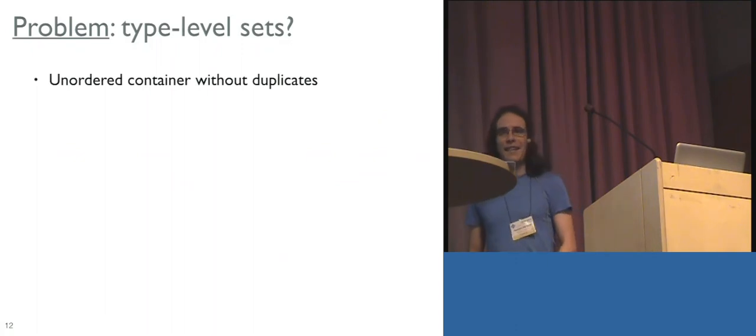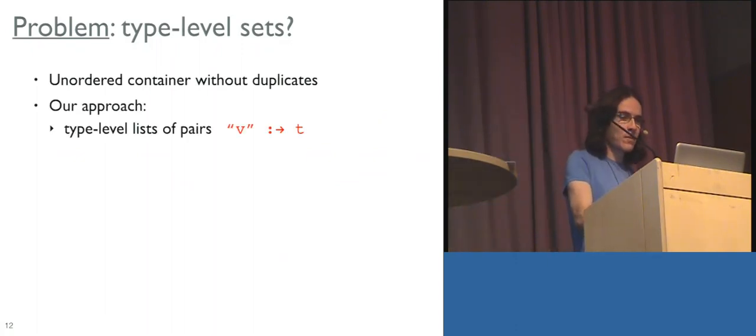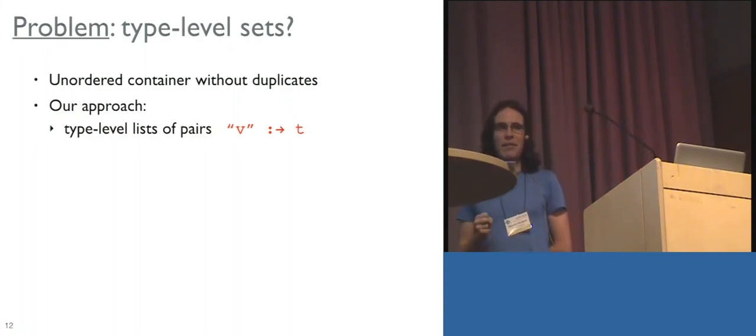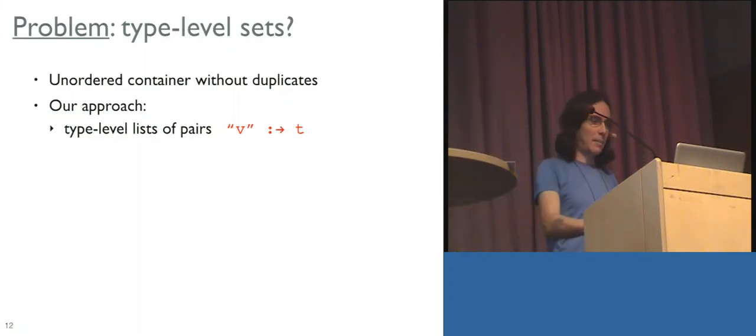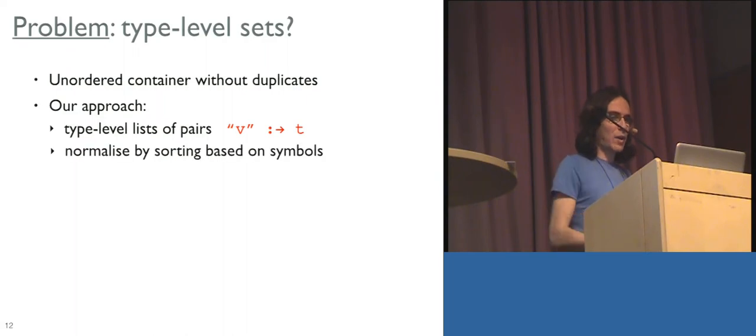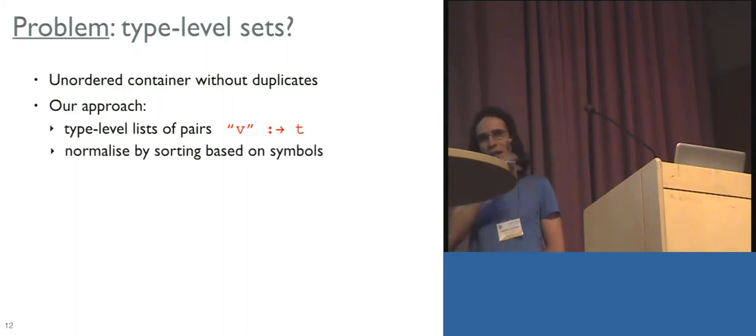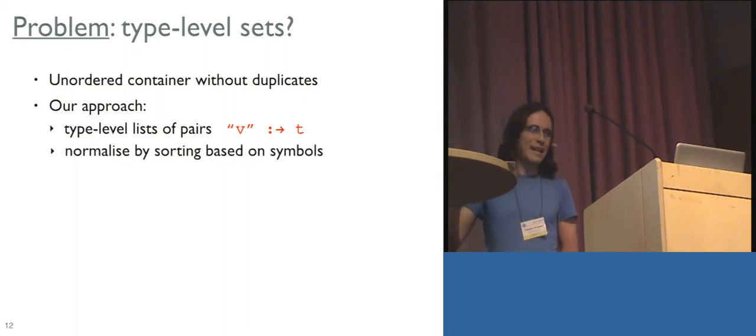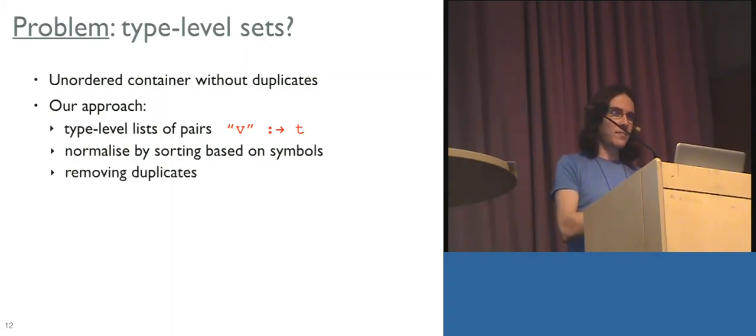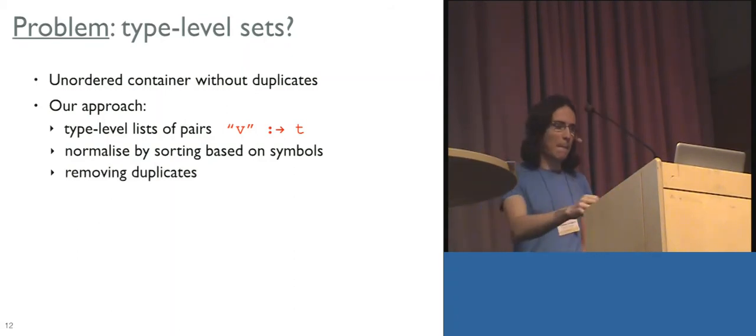But what do we do about these sets? This is a bit tricky. They're a container that's unordered without duplicates. So how do we do this at the type level? We're going to start with type level lists of these pairs, of these mappings. And then we're going to normalize them by sorting them. Sets are unordered, but we normalize them by actually sorting them based on the symbols. And then we're going to remove duplicates.